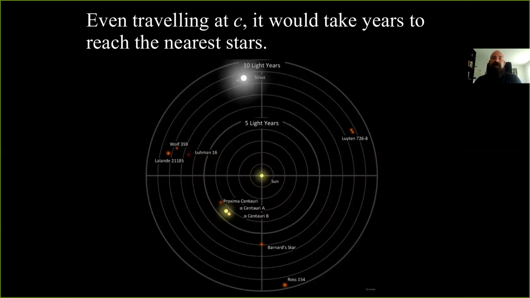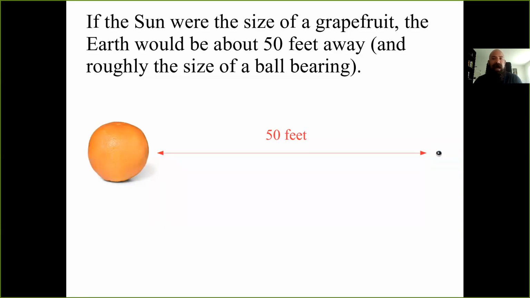Now, even if we were traveling at the speed of light, just getting to the nearest star, forgetting for a second about relativistic time dilation, would actually take years, because that's just how large the distance between stars is. And to give you an idea of how large that is in something approaching a human scale, if we were to take the sun and shrink it down to the size of a grapefruit, our entire planet would be about the size of the ball bearing on the edge of a ballpoint pen. And it would be 50 feet away from the sun.